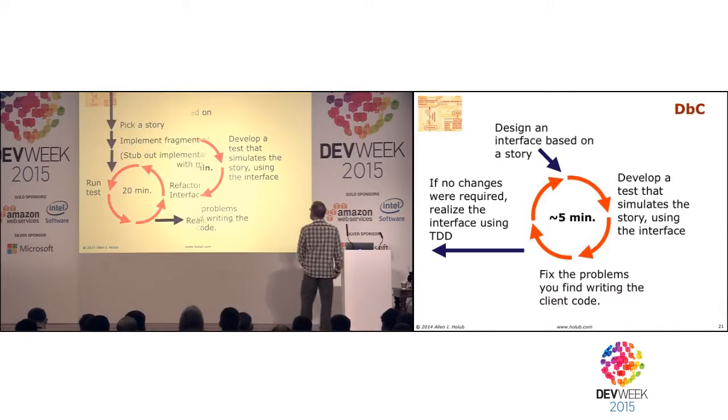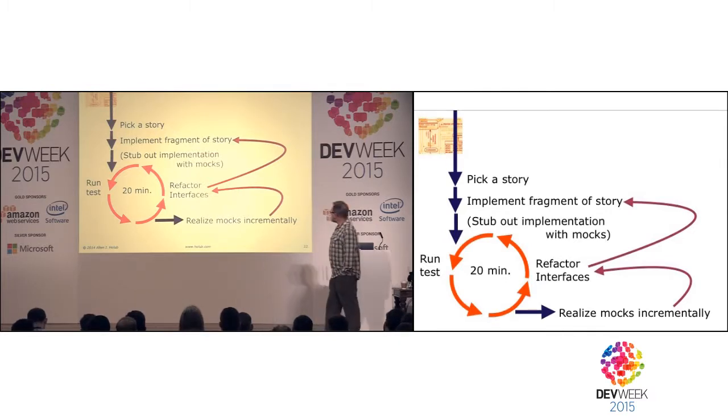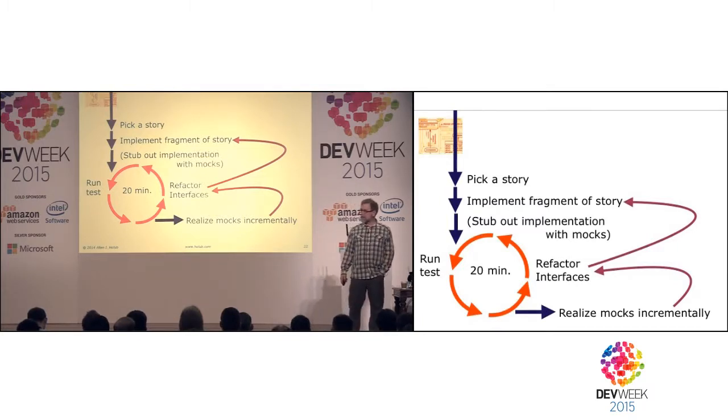All right, now, we can also look at it this way, a somewhat more macro view, where we're picking a story, implementing a fragment of the story, stubbing out the implementation, and then getting into the run refactor loop. It's just another way of looking at the same process.